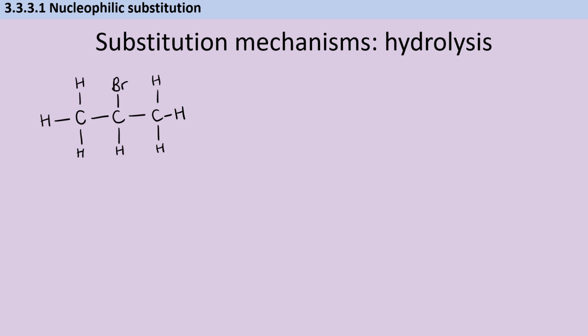Let's have a look at another example. So here's our halogenoalkane. Pause the video and write down what you think it's called. Hopefully you identified that this was 2-bromopropane.